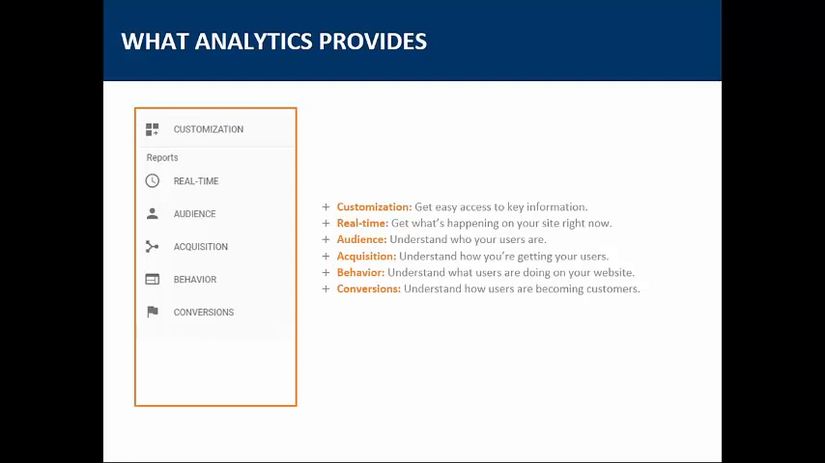Acquisition tells us how we're getting our customers, like by source, by paid campaign, social media. Behavior tells us what our users are doing on the website, including page performances, site speed, events. And then conversions lets us know how our users are becoming customers, like what website goals are achieved and how to attribute that success. And each of these data categories provides just a ton of reports, and the sheer amount of data can get pretty overwhelming. In fact, the question I hear most often from small business owners is, where do I even start?